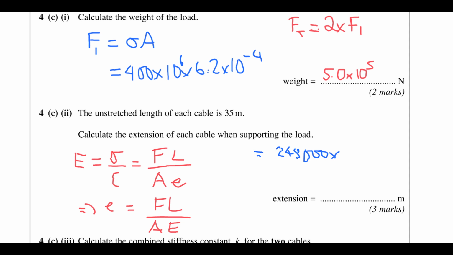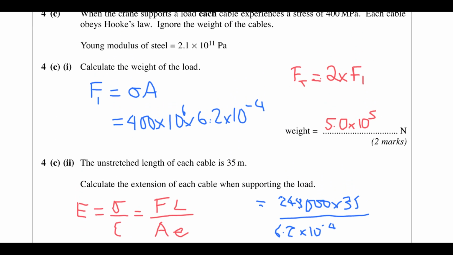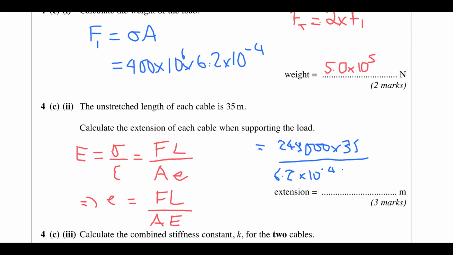We've got times 35. We've got the area. And I think we were just given the Young modulus, so 2.1 times 10 to the 11. And when we do that calculation, we get like 6.6666 times 10 to the minus 2. So that's going to be 6.7 times 10 to the minus 2 meters, or 6.7 centimeters, effectively there.